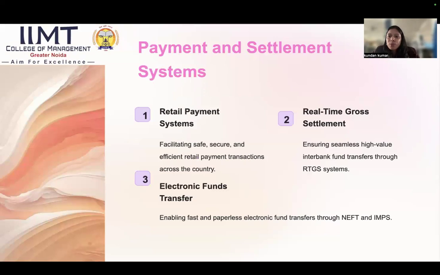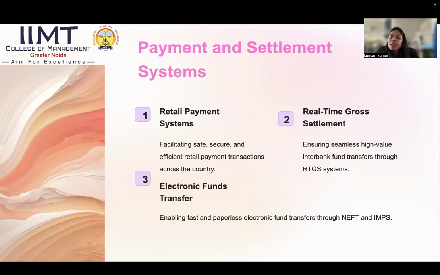Okay, next move to the head, payment and settlement system. RBI also performs the system of retail payment systems, real-time gross settlement, electronic funds transfer, etc. First one is retail payment system. It facilitates safe, secure, and efficient retail payment transactions across the country.